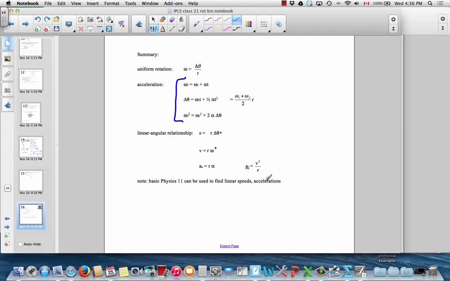And of course, all of the other Physics 11, once you've got v, you could do Vf is Vi plus at, etc. So we'll be using those equations as well. So this is an introduction to rotational kinematics. And we'll talk more about this in class.